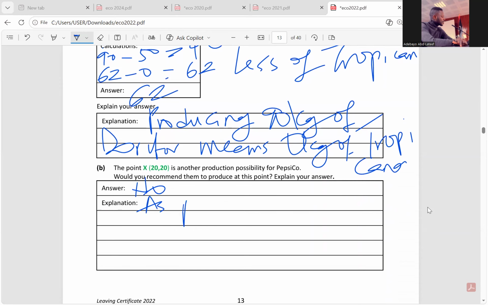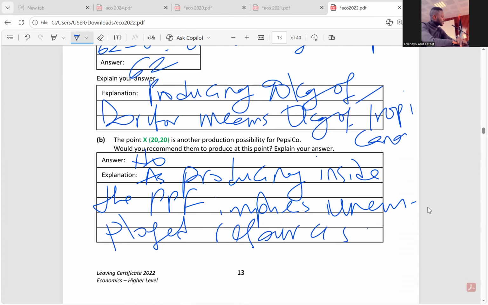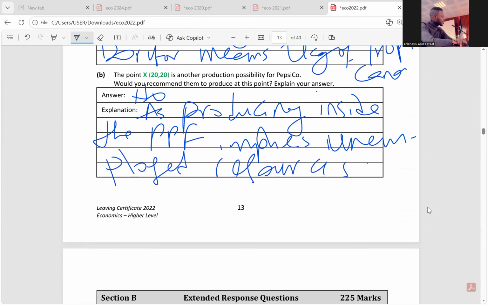As producing inside the PPF implies inefficiency, it implies unemployed resources. Shall we move on?